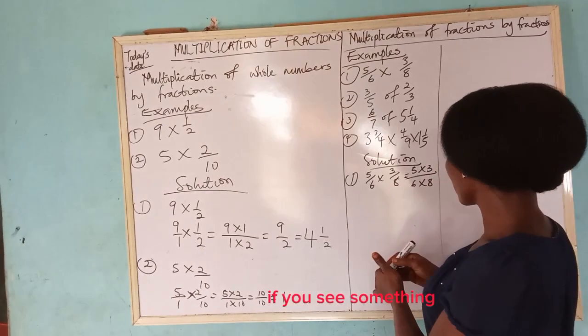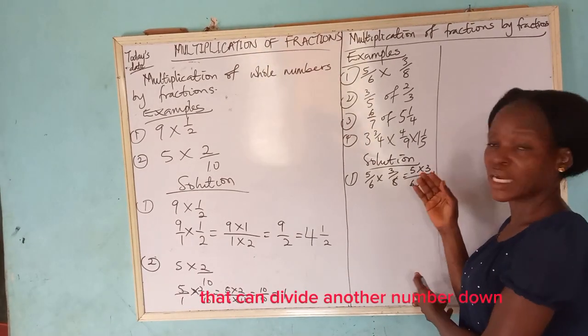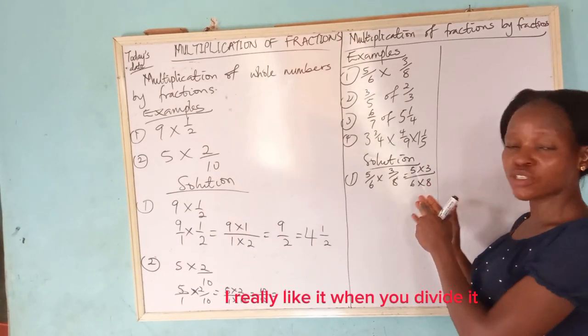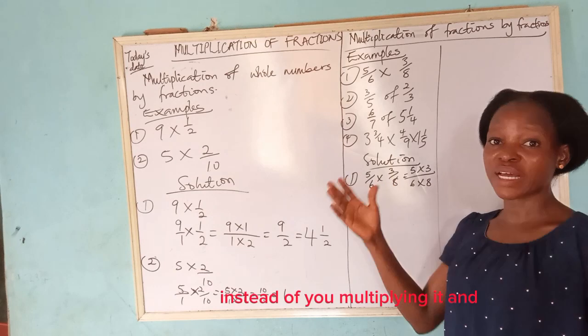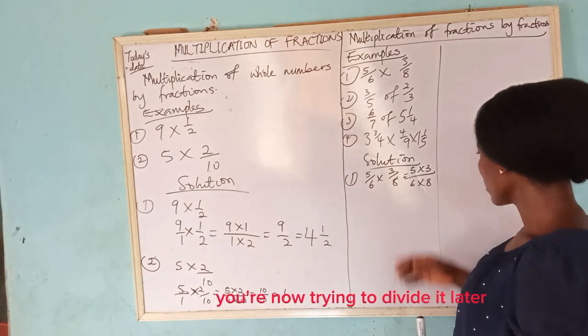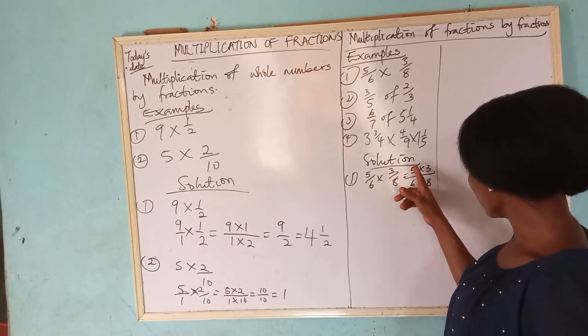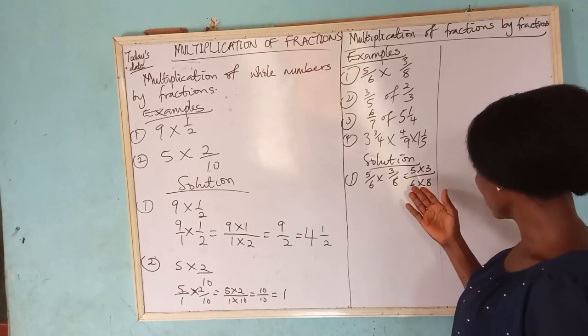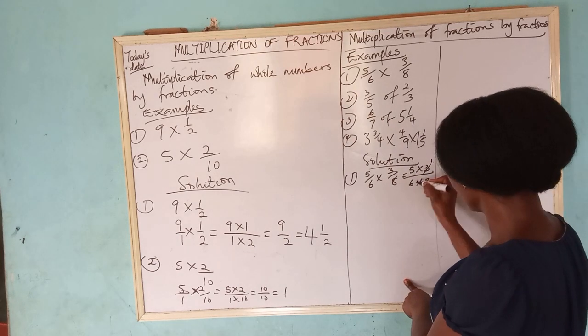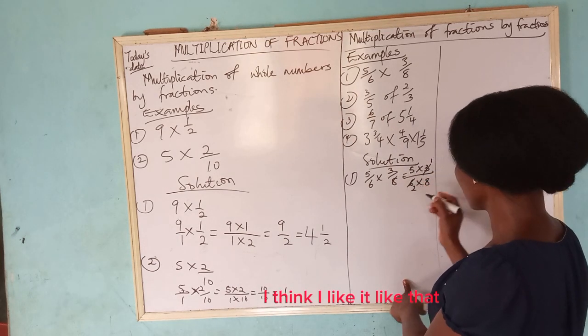If you see a number that can divide another number down, you can divide it. I usually like it when you divide, instead of multiplying and making the number bigger and trying to divide it later. So look, 5, is there any number that 5 can divide? No. 3, is there a number that 3 can divide? Yes, 3 here becomes 1, 3 here becomes 2. I think I like it like that.